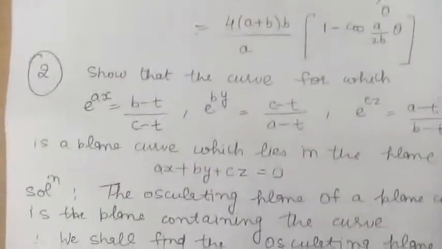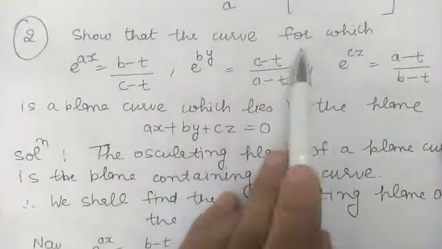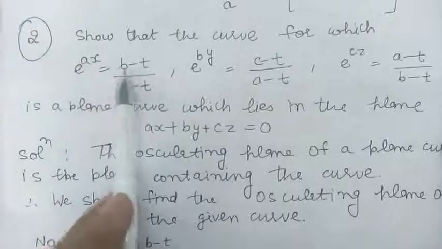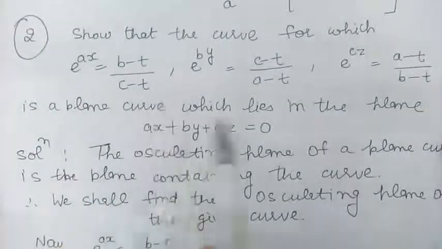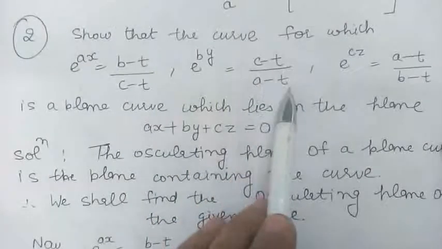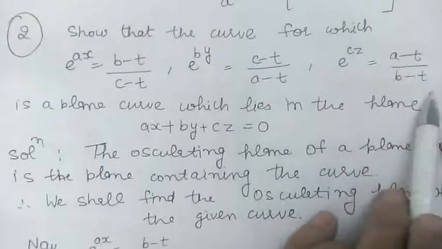Now the next problem is: show that the curve for which e raised to the power ax is equal to (b minus t) upon (c minus t), e raised to the power by is (c minus t) upon (a minus t), and e raised to the power cz is (a minus t) upon (b minus t).